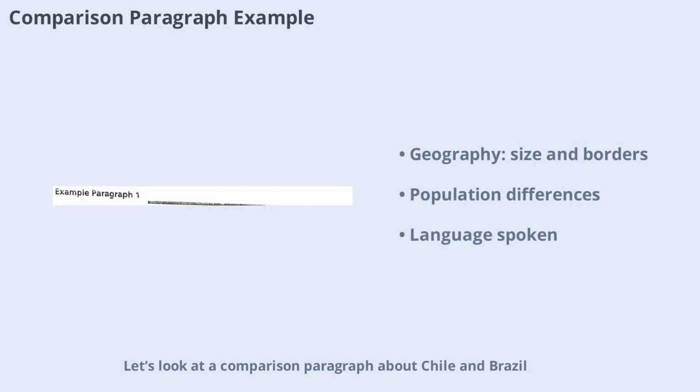Let's look at a comparison paragraph about Chile and Brazil. These two countries are neighbors in South America, but they have many differences. The paragraph compares their geography, population, and language. Brazil is much larger than Chile, with a population of almost 200 million, while Chile has about 17 million people. Most people in Chile speak Spanish, but in Brazil, Portuguese is the main language. These differences make each country unique.